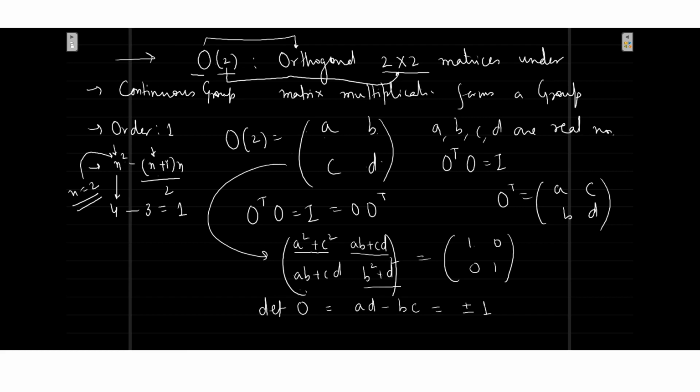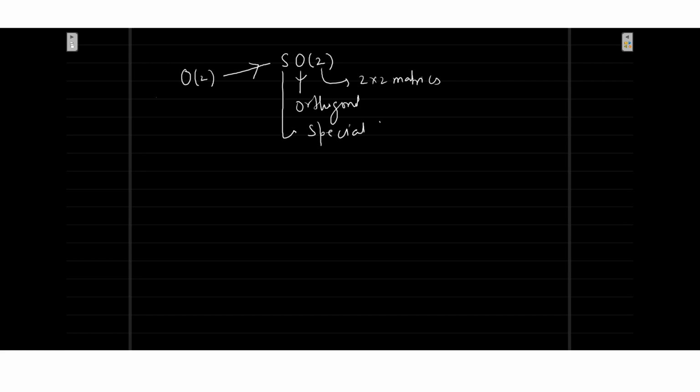O2 is a continuous group of order 1. That's the important thing which we are carrying forward. The last thing for this class: O2 can be further reduced to SO2. O is orthogonal, 2 is 2 cross 2 matrices, and this S is something special which we call proper rotation. The property is that the determinant of SO2 will be exactly plus 1.